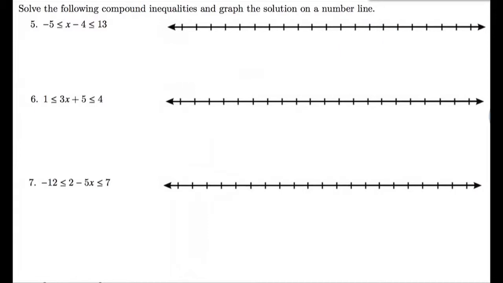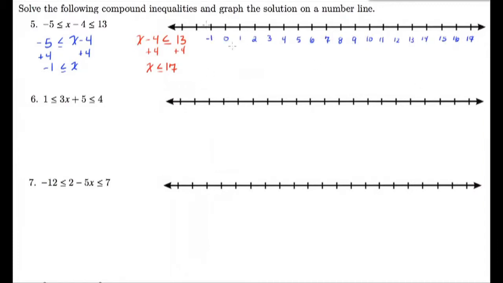Okay, solve the following compound inequalities and graph the solution on a number line. So number 5, 6, and 7 are all "and" type compound inequalities. We're saying x minus 4 is greater than or equal to negative 5 and x minus 4 is less than or equal to 13. We can split this up into two separate inequalities and solve them.